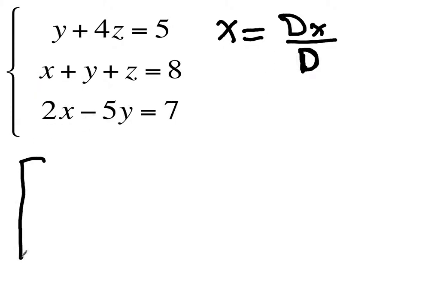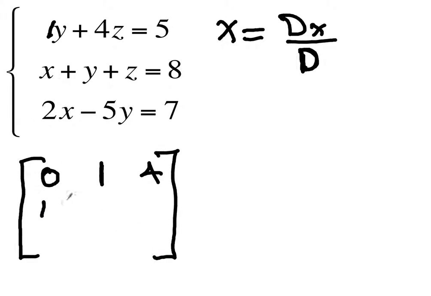Let's write our coefficient matrix. The first x value is 0, then the first y value is 1, and the first z value is 4. Then x, y, z are all 1 in the next row, and then 2, negative 5, 0. So this is our coefficient matrix.